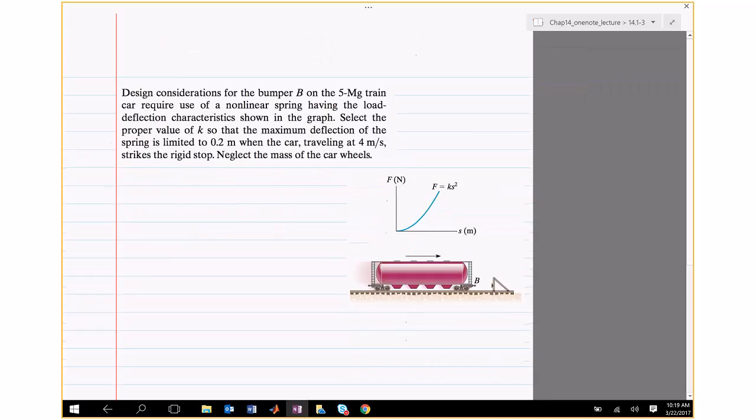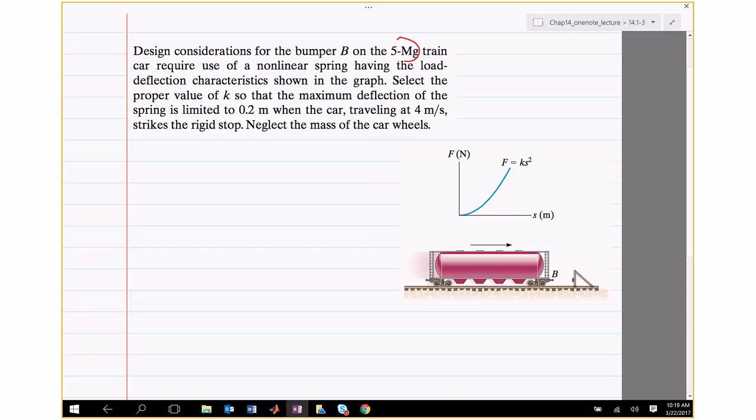One of the students told me that 5 Mg is basically, not milligrams, but megagrams. 10 raised to 6 grams, which is 5 into 10 raised to 3 kilograms. So it's 5,000 kilograms, which means it's 5 tons. So that was a big mystery to me. I don't know why you want to give the weight of things which are so heavy in megagrams. You would be better off giving it in kilograms. Anyway, let's start solving this problem.